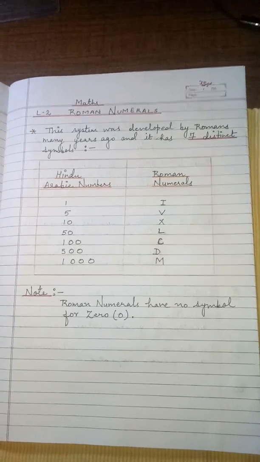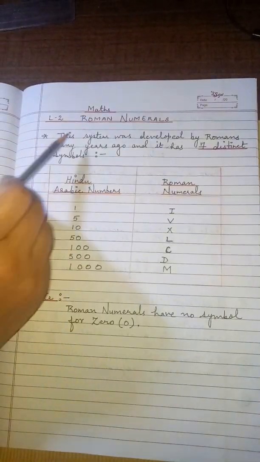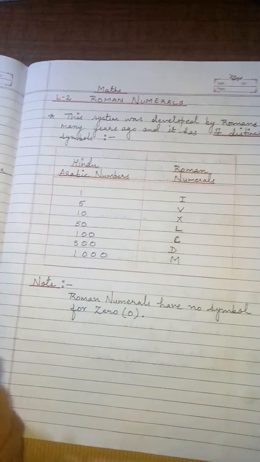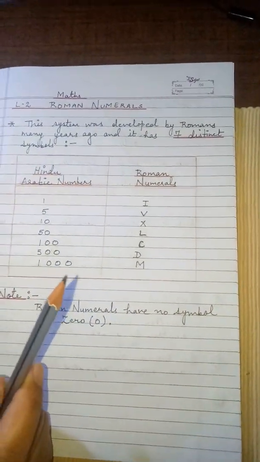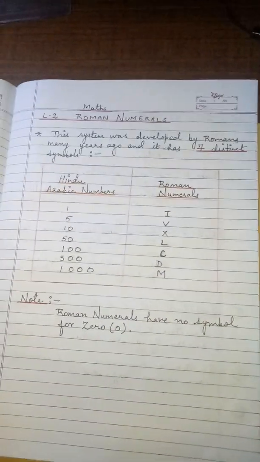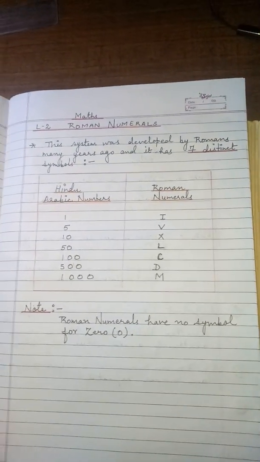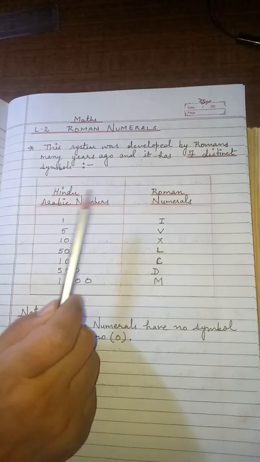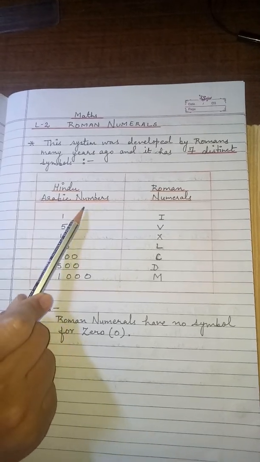Hello everyone. Today I'll be explaining to you lesson 2 of maths, which is Roman numbers. Children, I'll also tell you the 7 distinct symbols which are used in Roman numerals, and from them all the Roman numbers are generated. How? Before that, children, you need to know what Roman numerals are and what Hindu-Arabic numbers are.